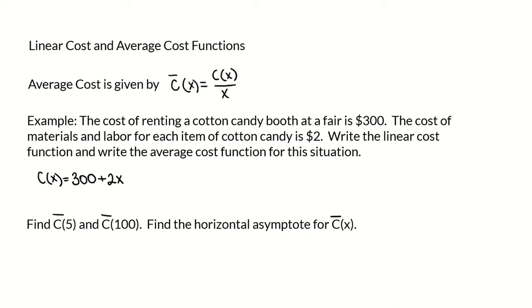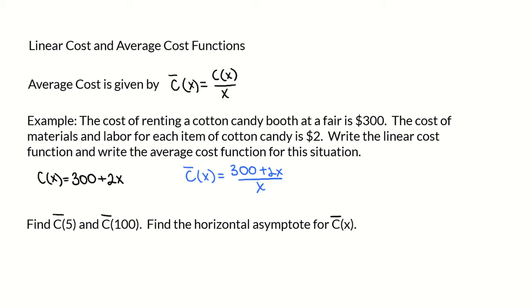Now C bar is found by taking that C of x function and dividing by x. And we can leave it like this, or we could split it up into two terms, so 300 over x plus 2x over x. So that it looks more like a rational function, we'll leave the function like this, 300 plus 2x over x.